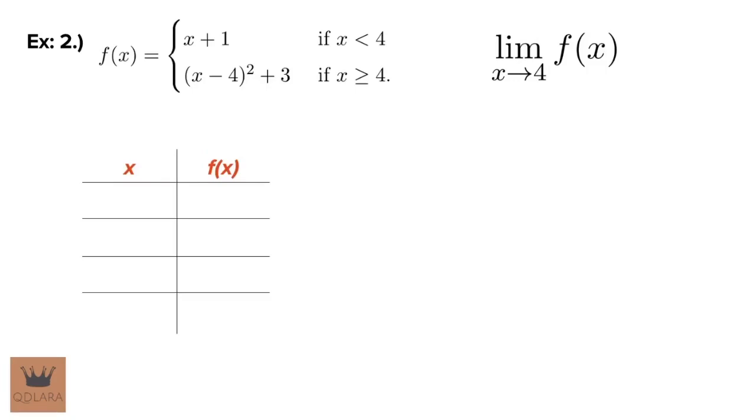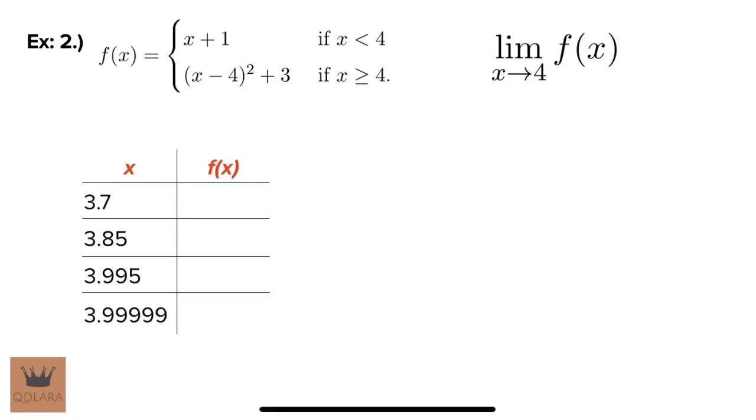So you can have any number you want as long as they are arbitrarily close to 4 and lower than 4. Since piecewise functions have sub-functions, we must use the sub-function whose x restrictions apply. For example, since 3.7 is less than 4, we are going to use the sub-function x plus 1 to evaluate f of x at 3.7, which gives us a result of 4.7. Then, evaluate the rest and fill in the table.